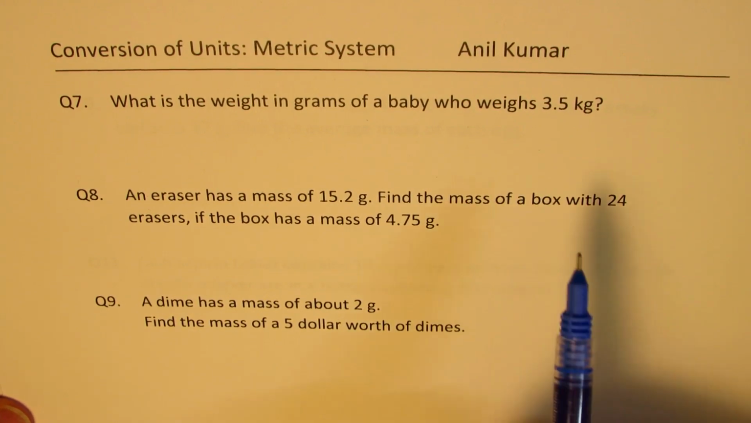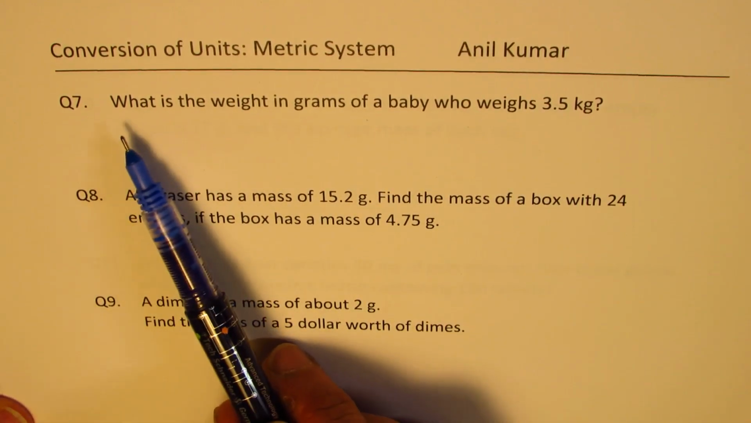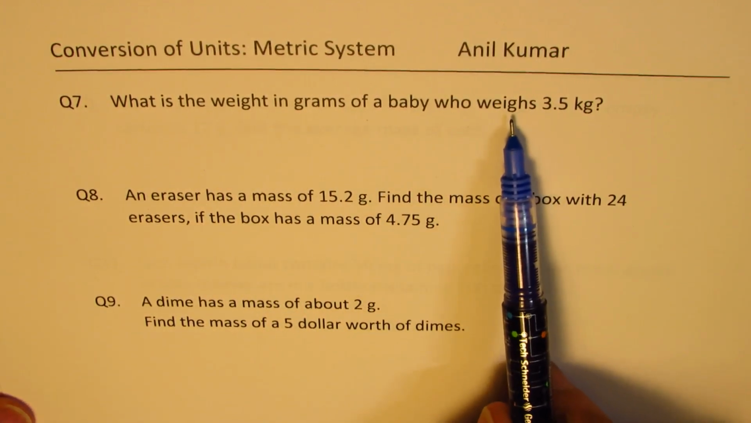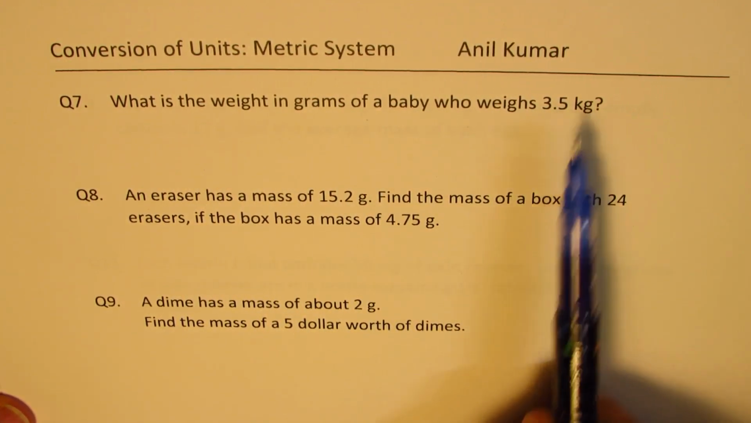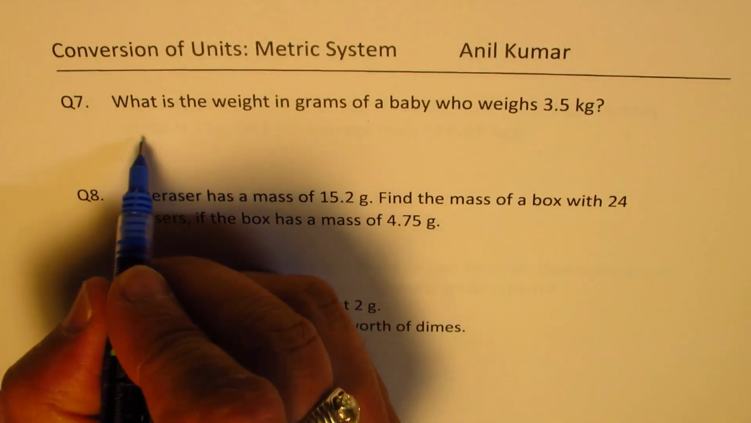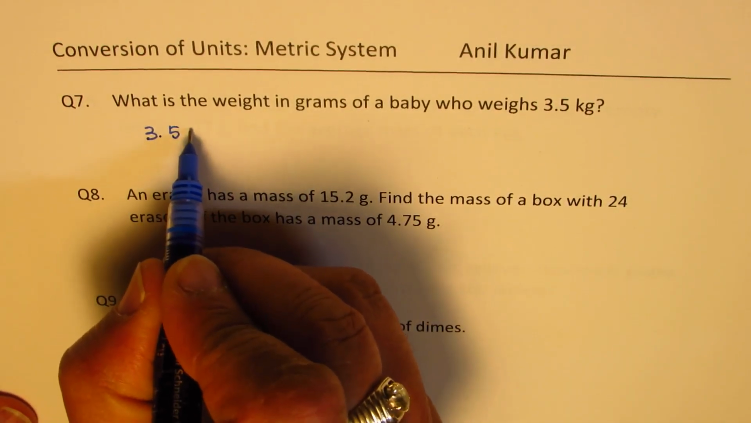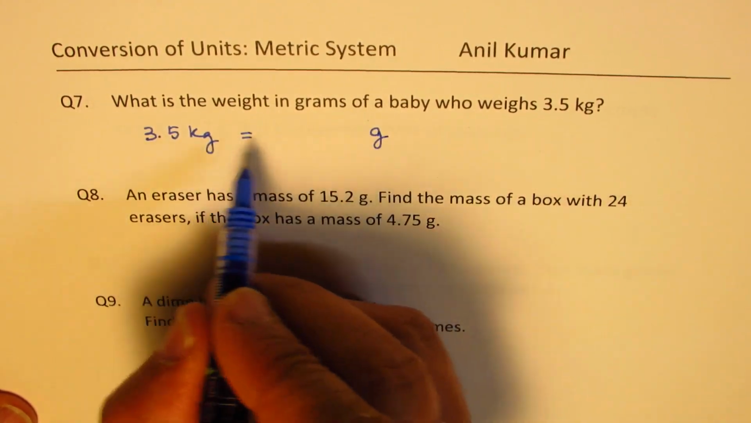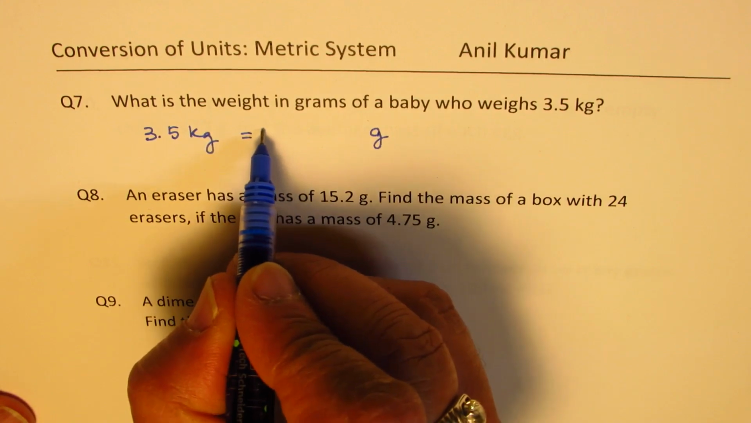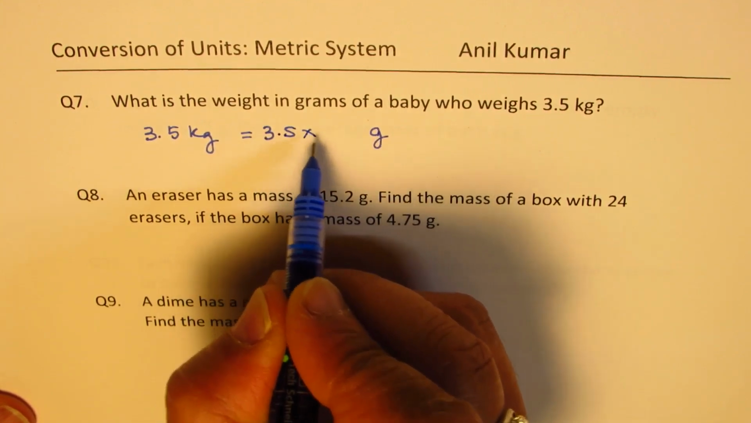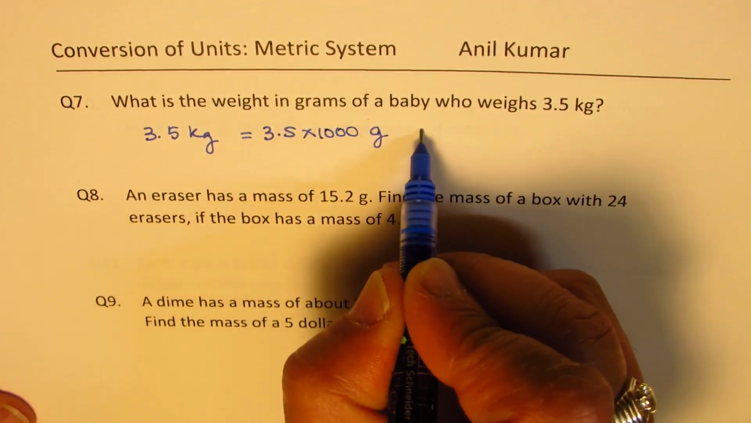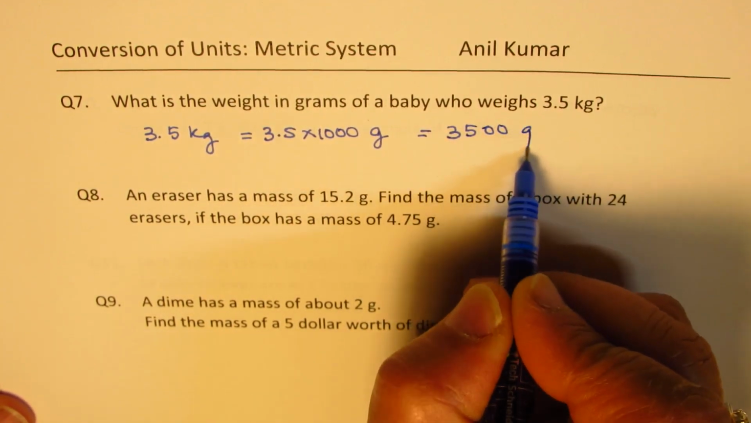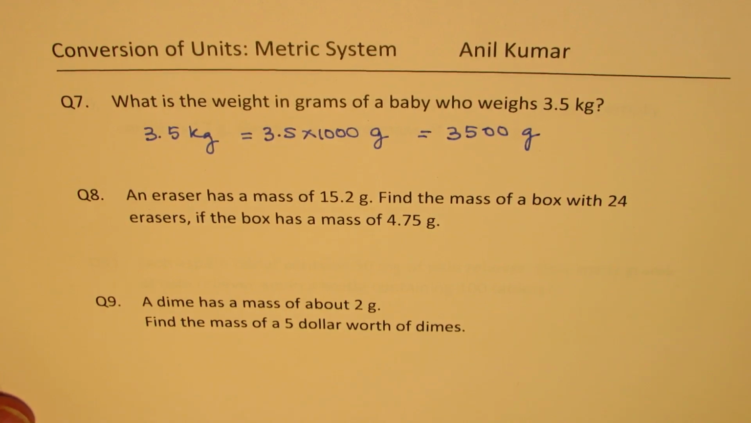Now let's do some more word problems. Question 7 is, what is the weight in grams of a baby who weighs 3.5 kilograms? So basically, we have to convert 3.5 kilograms to grams. So what should you do? We'll multiply by 1000, right? So we get 3.5 times 1000, which is equal to 3,500 grams. Clear?